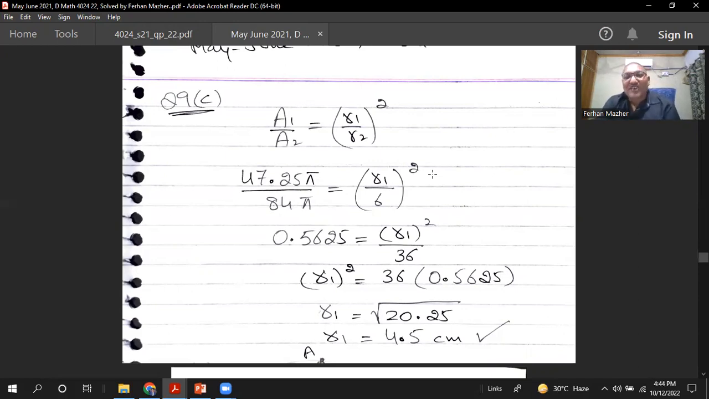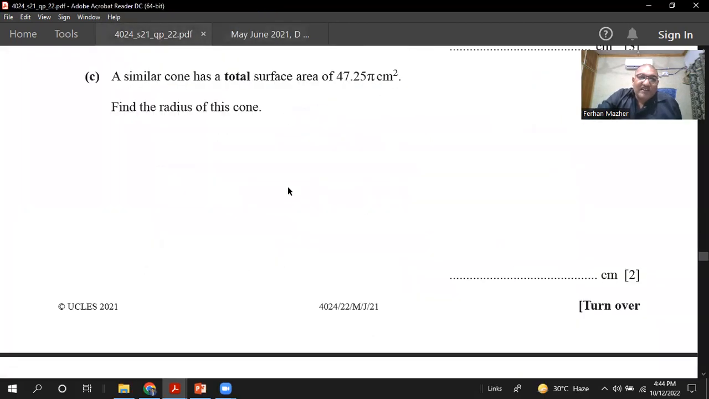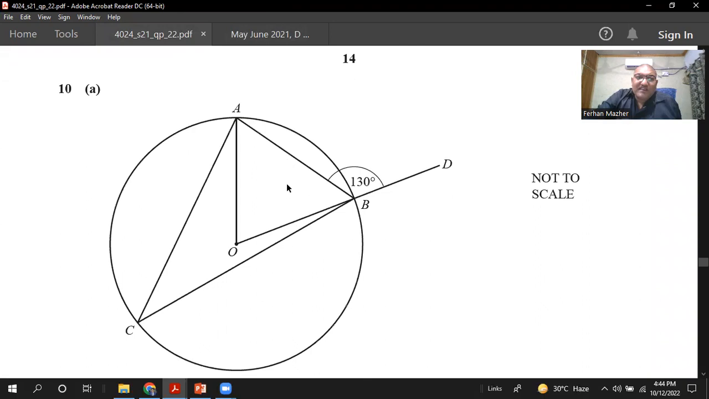I want to find out the value of R1 here. So you just divide 47.25 pi by 84 pi. You get 0.5625 equals R1 square divided by 36. So R1 square will be 36 multiplied by 0.5625, so the answer will be 20.25. Take the square root of both sides. So the radius of that second cone is 4.5 centimeters. Hopefully you understand. For similar solids, the ratio of their areas is equal to the square of the ratio of their radii.